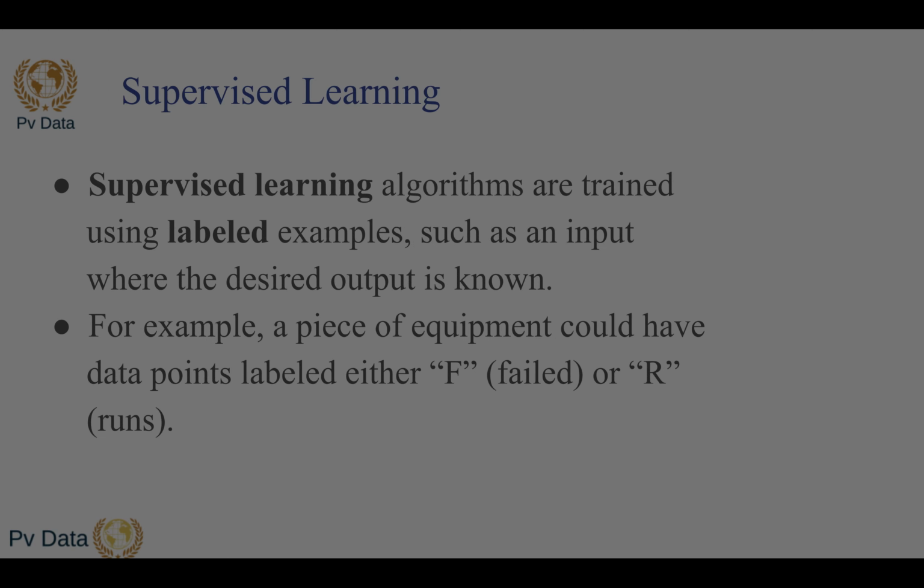Supervised learning algorithms are trained using labeled examples, such as inputs where the desired output is known. So we have input and output, past historical data, and based on that data we need to find what would happen in the future. For example, a piece of equipment could have data labeled either failed or running. These are the historical data, so based on future data we need to predict whether it would fail or run.